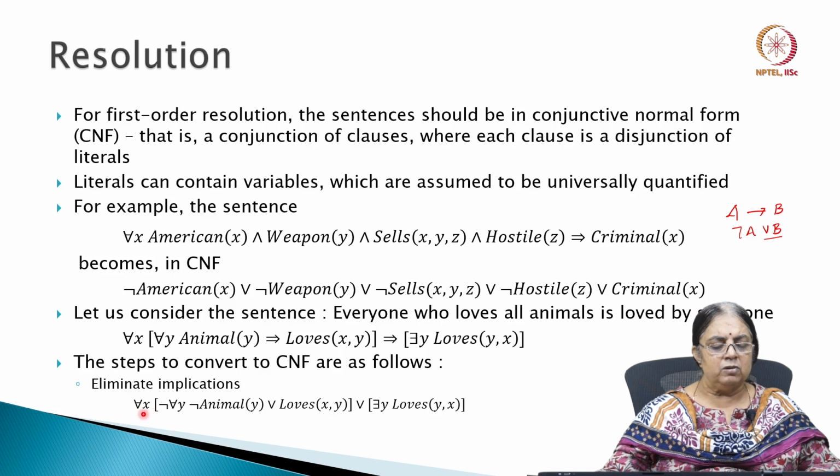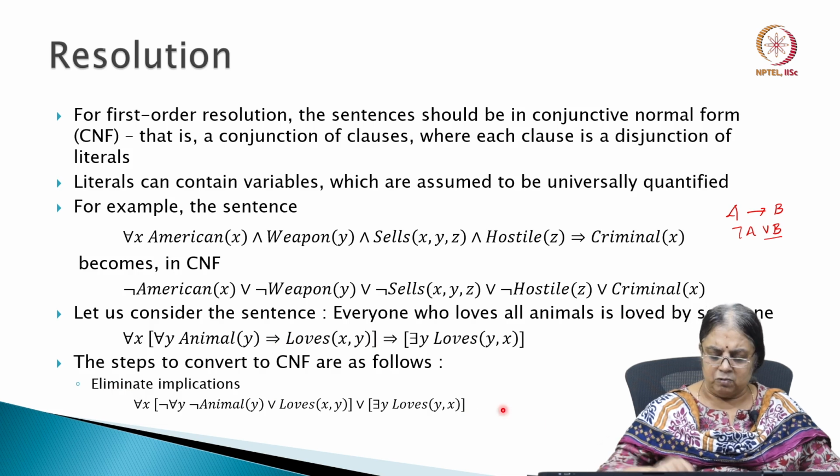So here you have for all X, so you are removing this implication, so you will get not of for all Y, not animal Y or loves XY, and this you have another implication, so this is also replaced by this for all X, and here you get or exists Y loves YX, okay. So this is how you have eliminated all these implications here, okay. So that is your first step which you are going to use.